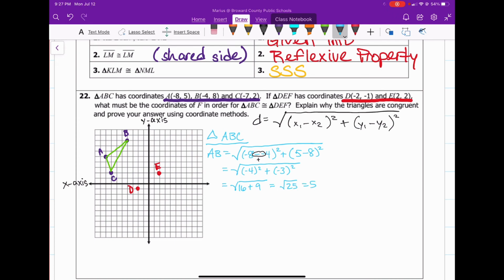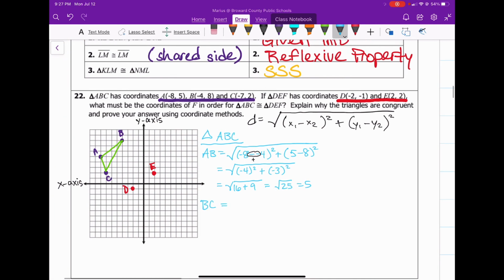Okay. Now we have to do the measurement of B to C. The reason we're doing this is because we need to figure out which distances are the same, and then we'll be able to come up with our point. So let's see here. BC, the distance from B to C, is going to give us the square root of negative 4 minus negative 7 squared plus 8 minus 2. Okay.